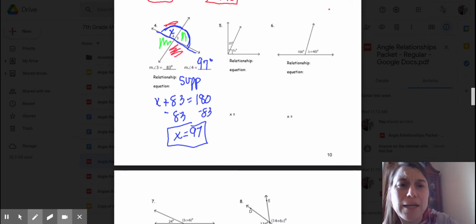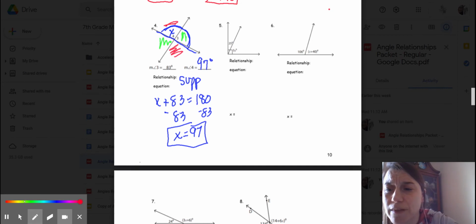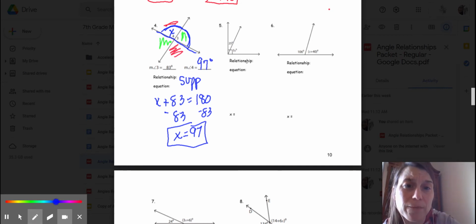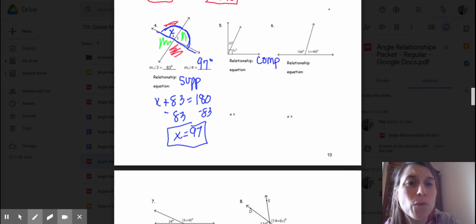So example 5, the relationship between them is complementary. And it's complementary because they make that 90-degree angle when you put them together. So when I go to write the equation, this time the degrees of the angle, the variable x just represents a value, but the angle itself is 5 times x. So when I write my equation, this angle here is 5x, and I always write the one with the variable first, plus, and then 25 is the complement, and together they equal 90 degrees.